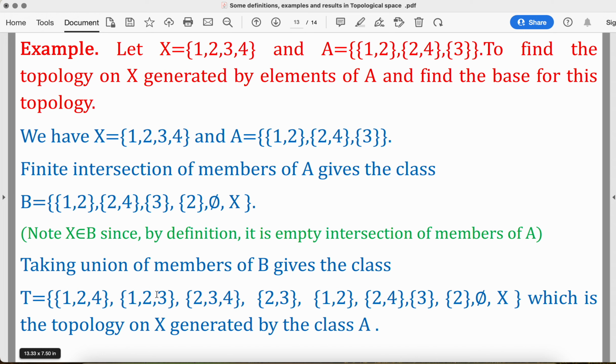So the union of members of B gives us this class, which is the topology on X generated by the class A. We can check that these elements satisfy all the properties of a topology, and B forms the basis for the topology T generated by the elements of A.